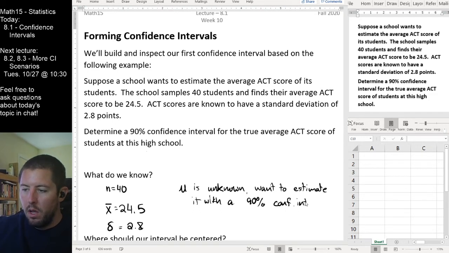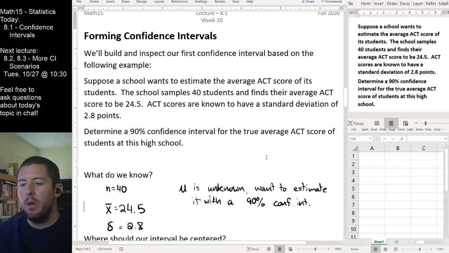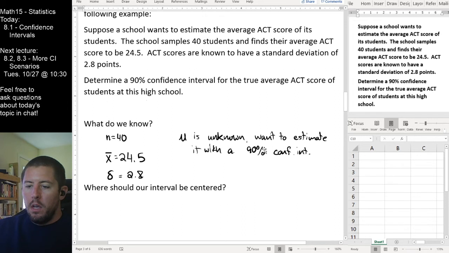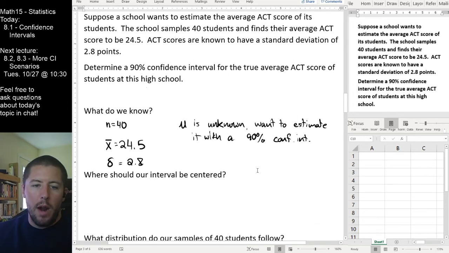I know that we don't quite know what that means yet. We're going to build all the pieces right now, but it's important that we always lay out the information that we have available to us. So I'm trying to estimate the value of mu. What I want to know is where really is mu? I've got only my sample information.